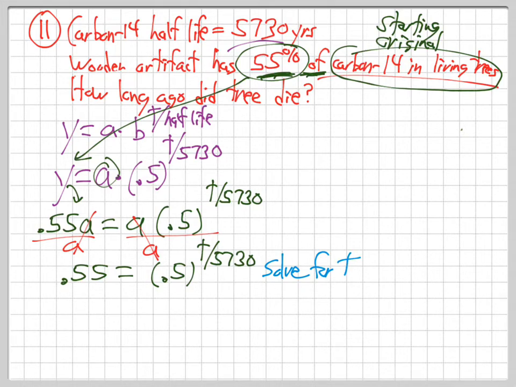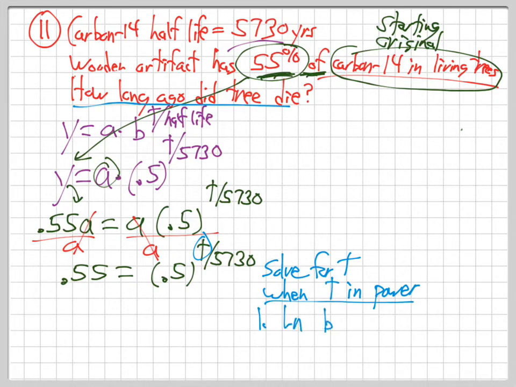We're trying to solve for the time, right? How long ago the tree died. How do we find the time there? T's up here in the power zone. So what do we do when our letter's in power? When T is in power or X is in power, remember the last section? We solved exponential equations. When T is in power, step 1, ln both sides. Remember, logs are the opposites of powers. So if you've got a letter in power, you take the natural log of both sides.